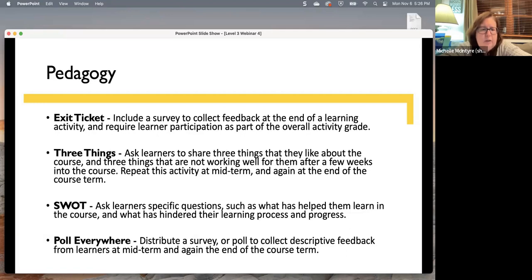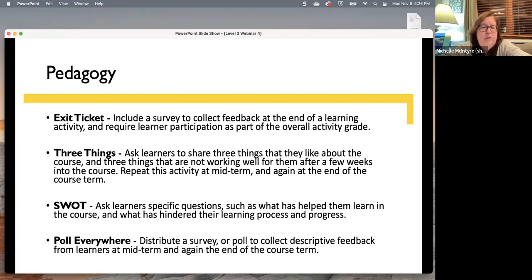SWOTs are also really good because they not only talk about weaknesses, but they talk about the students' strengths. I learned this. I was able to do this really well. Weaknesses: they may say, I had a really hard time submitting things. It wasn't clear. So it can help you that way.